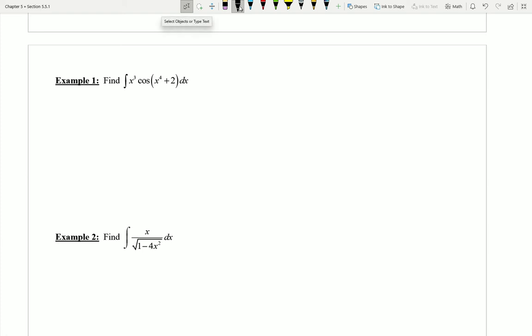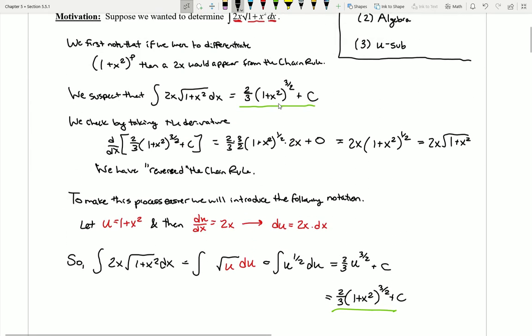So let's take a look here at example number 1. We'll try to figure out how I can actually go ahead and attempt to calculate the antiderivative here of my given function, x cubed times the cosine of x to the fourth plus 2. Now again, I need to remember that I have that list of integration techniques that we talked about at the start of the last video.